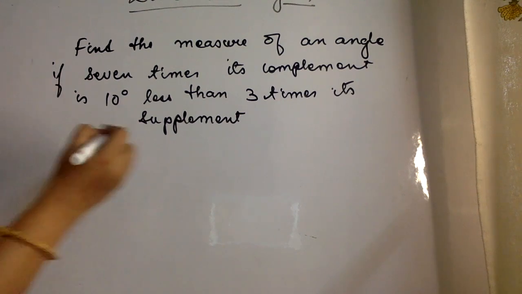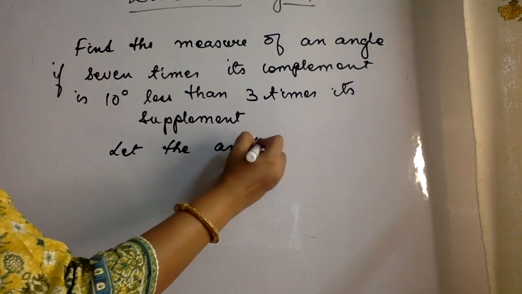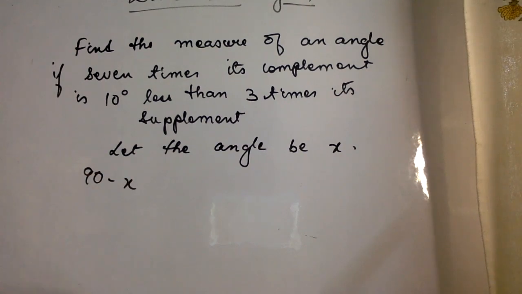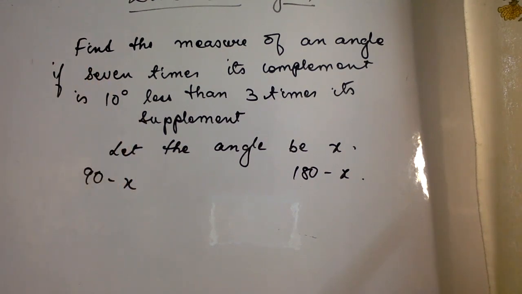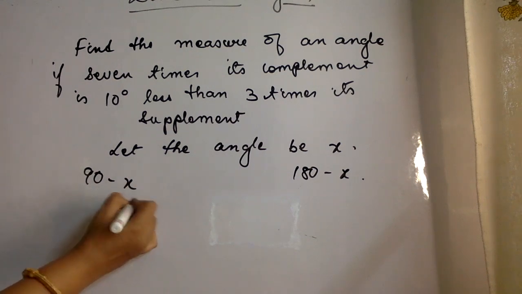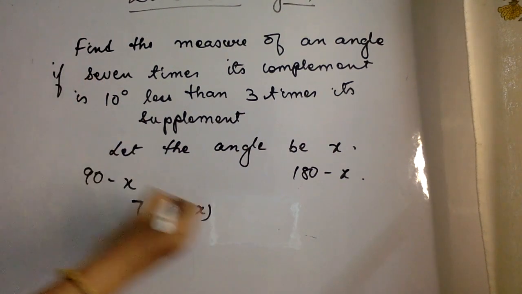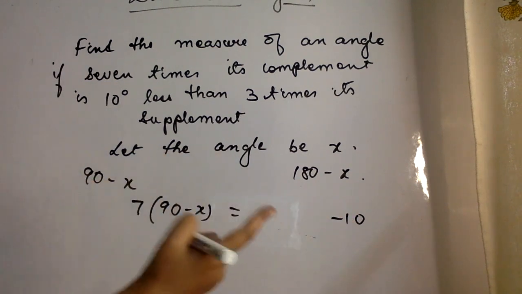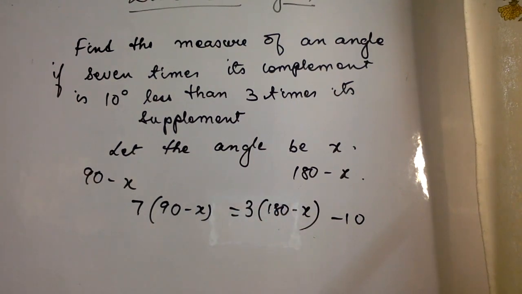Now the very first thing is, by now you already know, let the angle be x. Complement is 90 minus x, I am not writing it again. Supplement is 180 minus x. Now you have to find the measure of an angle, where 7 times its complement is 10 degrees less than 3 times its supplement. I already wrote the 10 with a minus sign because anyways it is less. Here is my linear equation.